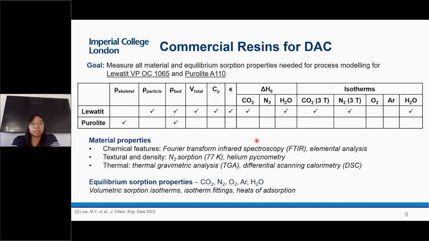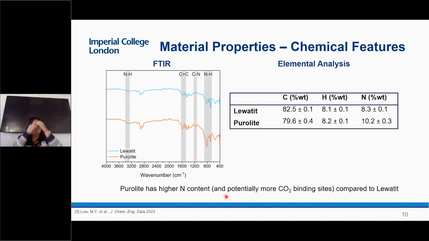And so in terms of our investigations for the material properties, we look into the chemical features of the materials, their textural properties and their densities, and their thermal properties using these different techniques that I'll go through. And then for the equilibrium absorption side, we measured volumetric sorption isotherms, not just for CO2, but also nitrogen, oxygen, argon, and water, and also looked at doing isotherm fittings and calculating heats of adsorption. So yeah, we'll be going through those results.